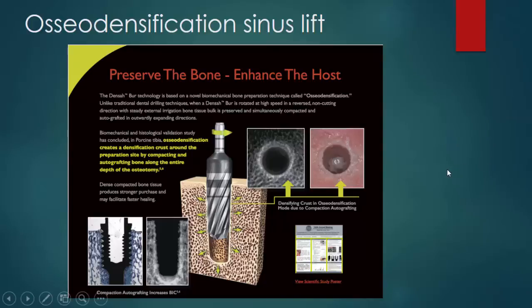في دكتور سوري اسمه دكتور صلاح هويس بأمريكا. طبعا نحن نفتخر فيه كثيرا، هو يلي اخترع هذا السيستم. The densification technology is based on novel biomechanical bone preparation technique called osteodensification. It's unlike the traditional dental drilling technique, when a densifier is rotated at high speed in reverse non-cutting direction with a steady external irrigation. Bone tissue bulk is preserved and seamlessly compacted and autografted in outwardly expanding direction.